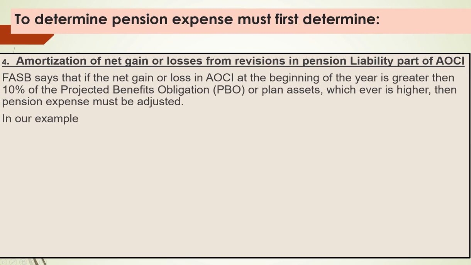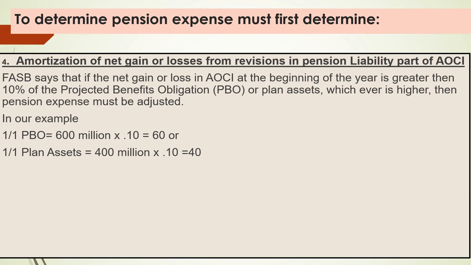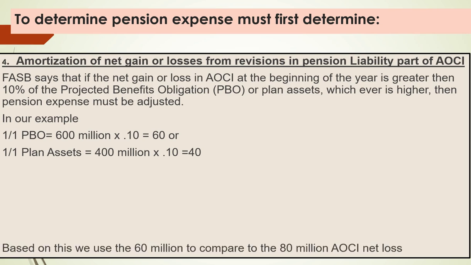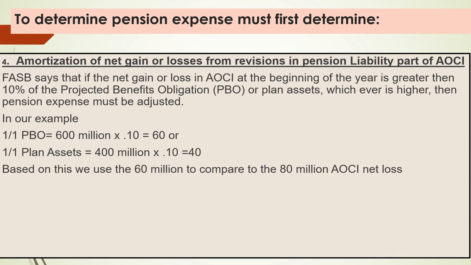In our example, the plan benefit obligation is $600 million. We take that times 10% and we get $60 million, and we compare that to the plan assets of $400 million times 10%, which gives you $40 million. So we're going to use the $60 million because that's higher, and we're going to compare that to the $80 million in accumulated other comprehensive income.